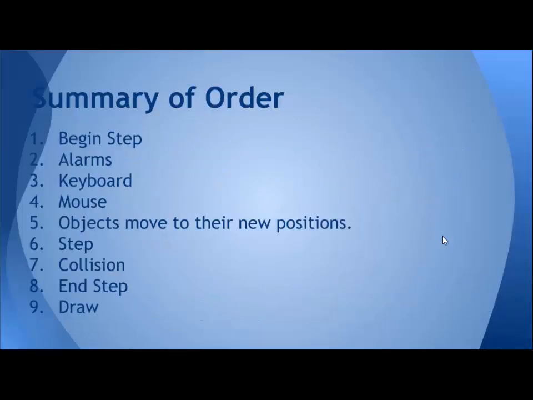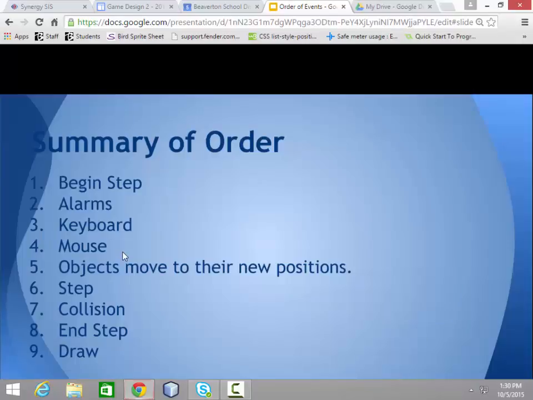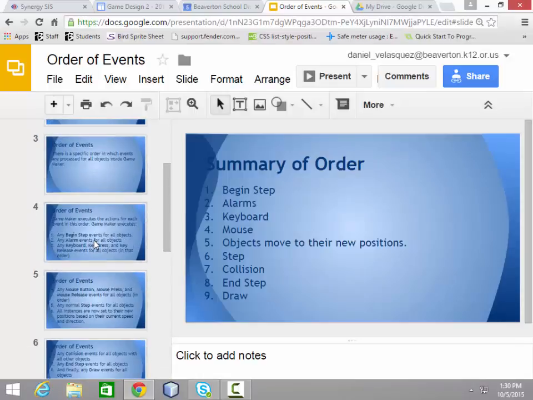So again, a summary of the order. You do the begin step event for all objects, then all the alarms for all objects, the keyboards for all objects, the mouse. Finally, you move the objects to their new position. Then you do the step event, then the collision event, and the end step event, and then the draw event. I think I've got one out of order. Hang on just a second. The step event has to come before the object moves. So let's see if I have that in the slides.